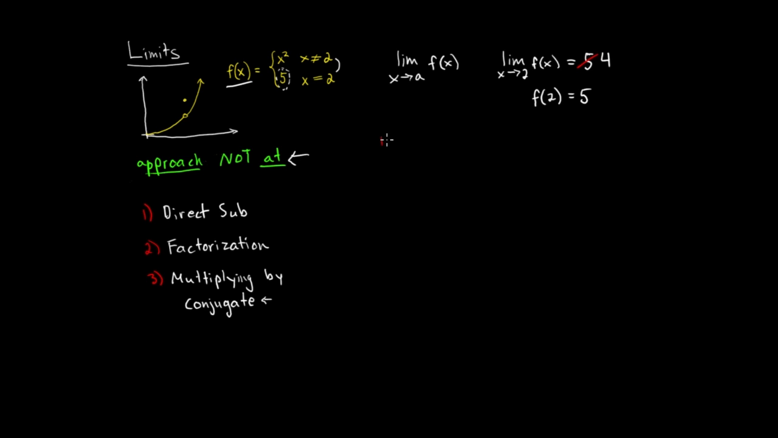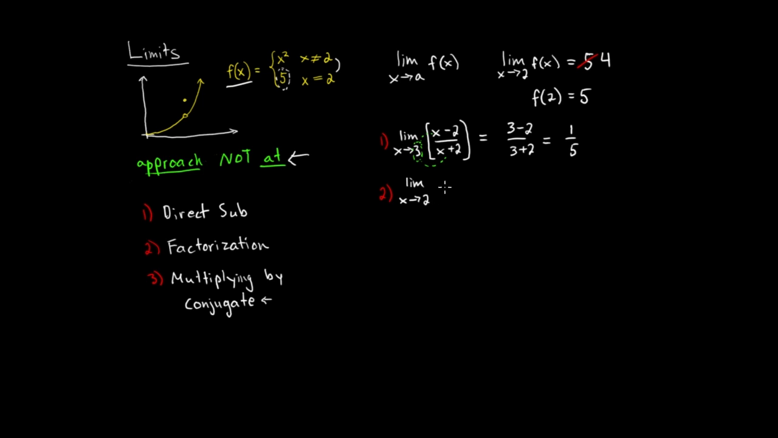So example number 1, we're going to look at the limit as x approaches 3 of x minus 2 over x plus 2. Now, direct substitution says that we can take this value right here and simply plug it in for our x values. So if we do that, we get 3 minus 2 over 3 plus 2 and find that the function approaches 1/5.